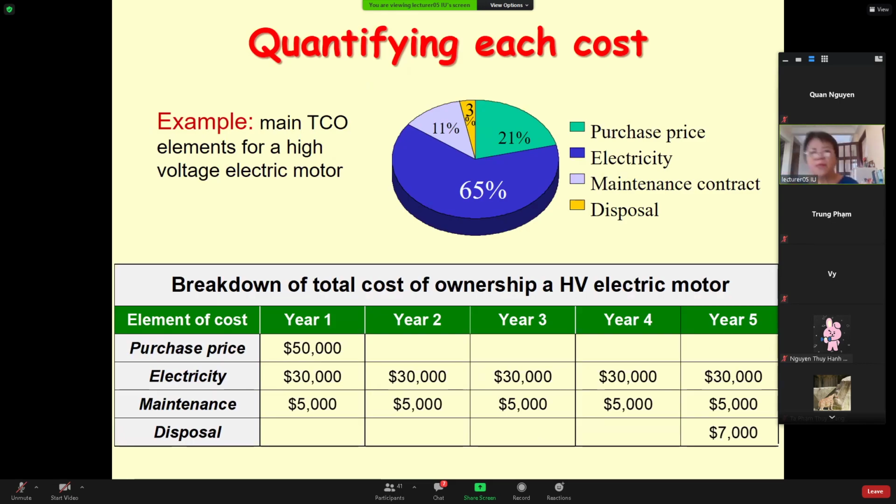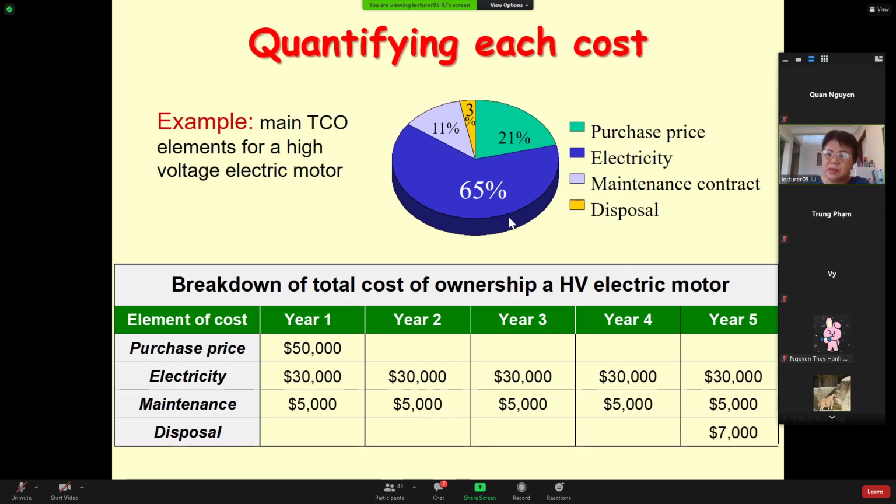Number two is quantifying the cost. When you do the breakdown, you have to consider several elements, several components, before you decide who is the supplier that you will select. This shows you an example: the breakdown of total cost of ownership of a heavy electric motor.